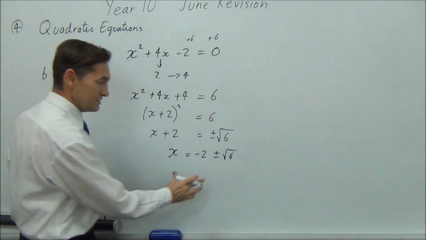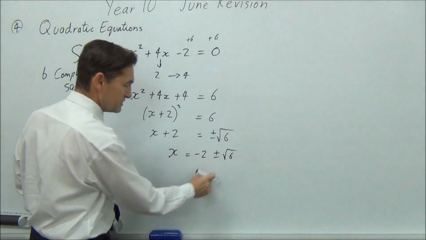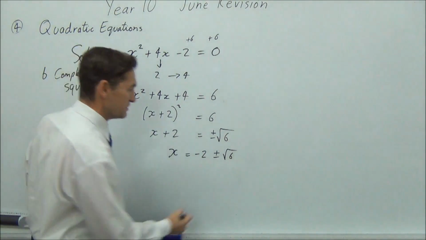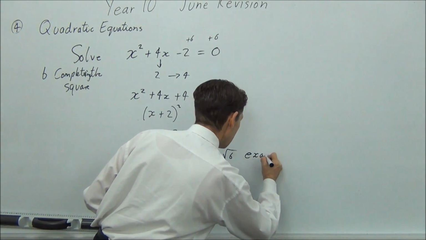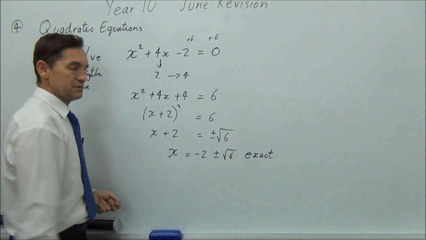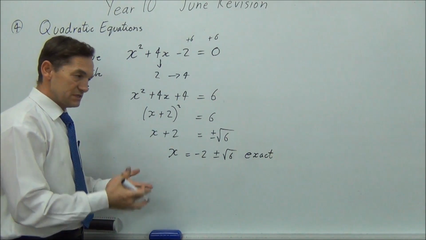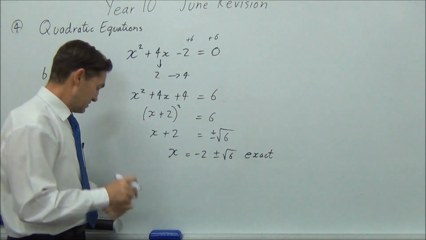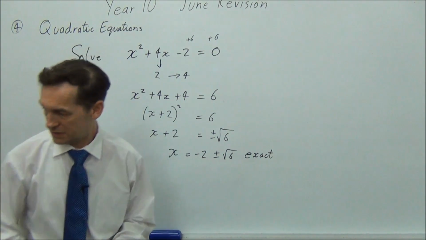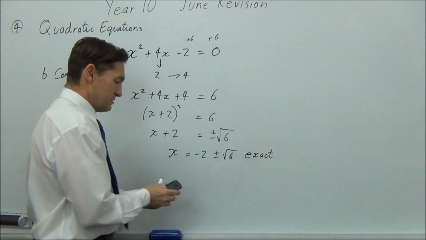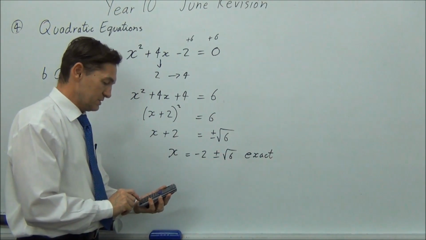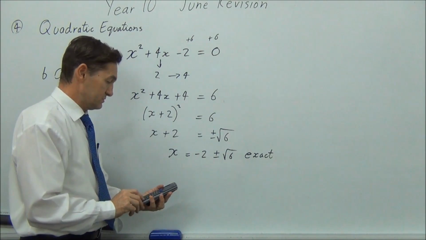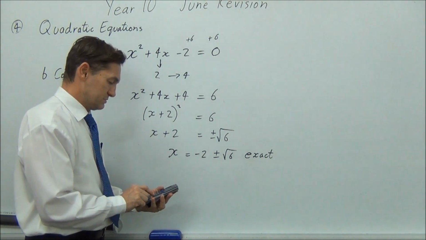The only thing is, that only applies if you want an exact answer. So if they say, please tell me the exact answer, that's it. If they want it to decimal places, then press it on your calculator. We've got a calculator here. Let's grab a calculator and we'll just do it. So you would get minus 2 plus root 6.